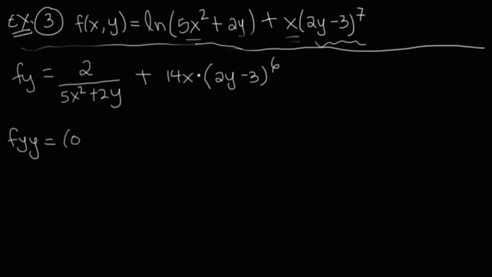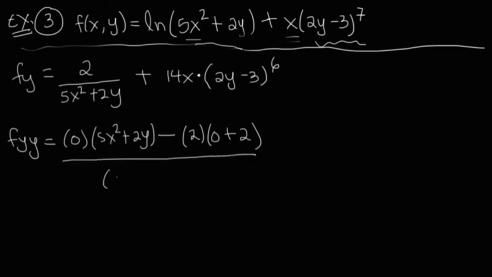So when I take the derivative of the top, it's going to become a 0. Okay, so the derivative of the top times the regular bottom, minus the top function regular without taking the derivative, and then times the derivative of the bottom with respect to y. The 5x squared doesn't have a y in it, so that becomes a 0, and then plus 2 for the y, and then we're going to divide by the bottom squared as we've already done.